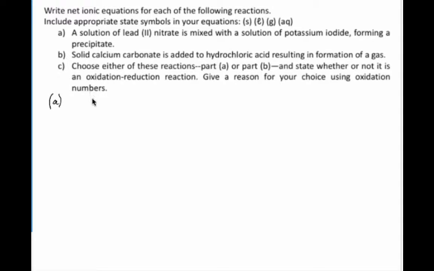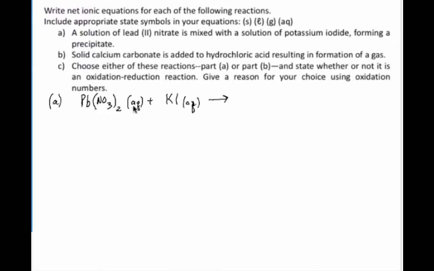A solution of lead nitrate. Lead is in the +2 oxidation state, so that's Pb. Nitrate is -1, so that means that you need 2 nitrates for every 1 lead. This is a solution, so this is aqueous. And you're mixing this with the solution of potassium iodide. Potassium is +1, iodide is -1. Aqueous. And it forms a precipitate.